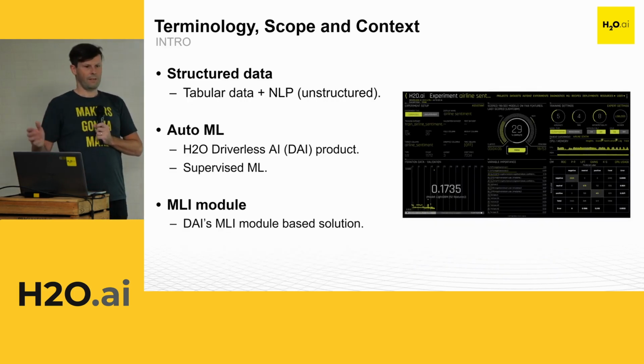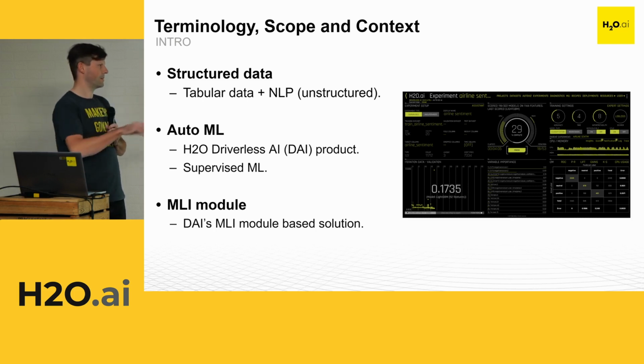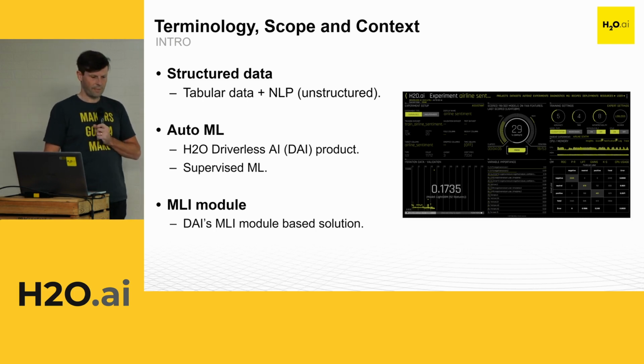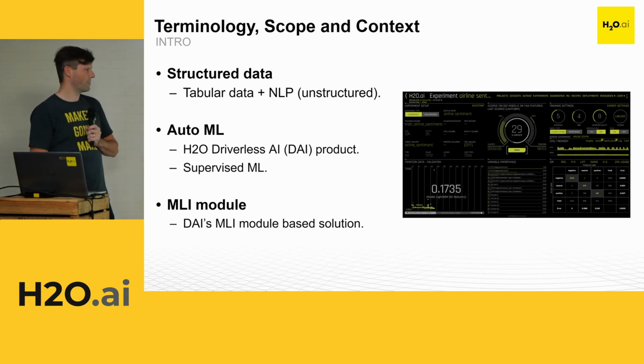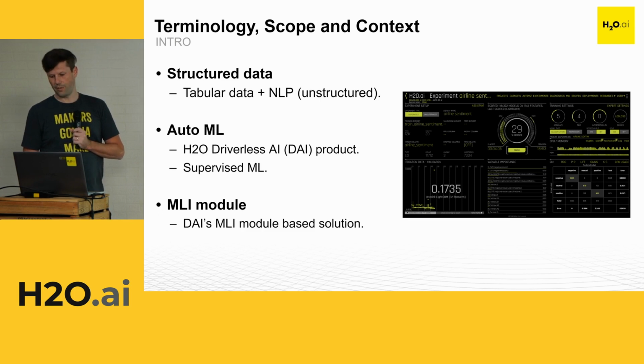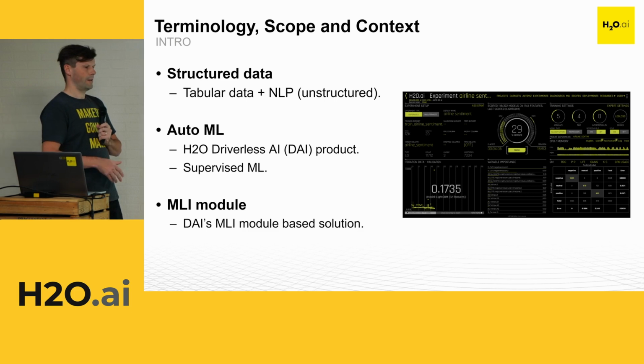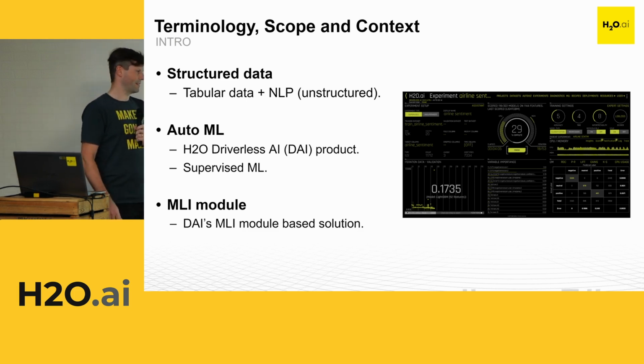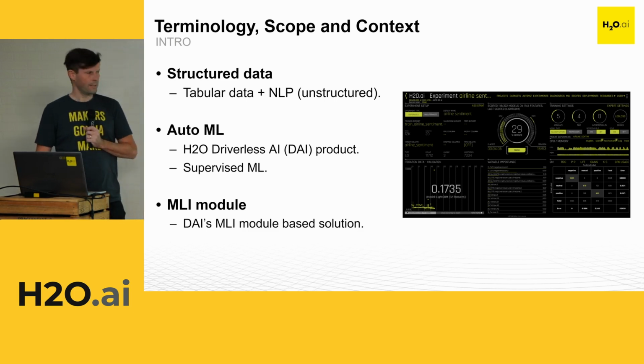Because there are many disciplines in machine learning, my talk will be focused on tabular data. There will be a bit of NLP, which is unstructured, so structured data and just NLP. As I said, explainability in this case will be in the context of models created by AutoML, by a product, and it will be supervised machine learning. And finally, in the last section, I will be explaining what the MLI module provides and how we explain our models.